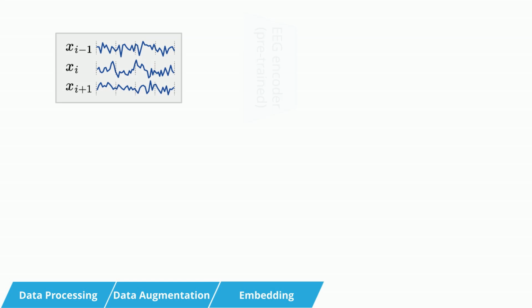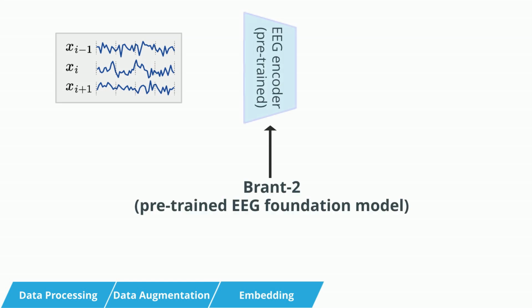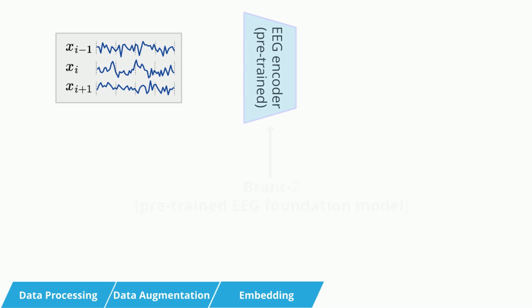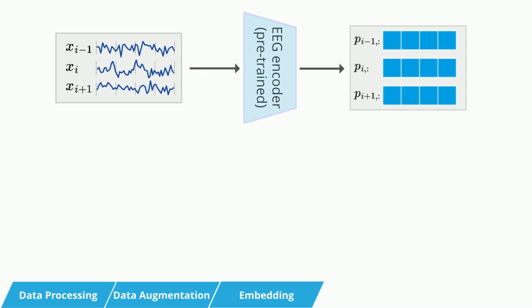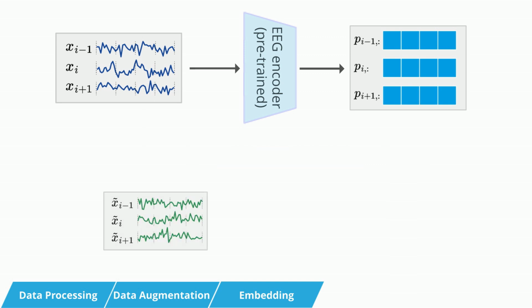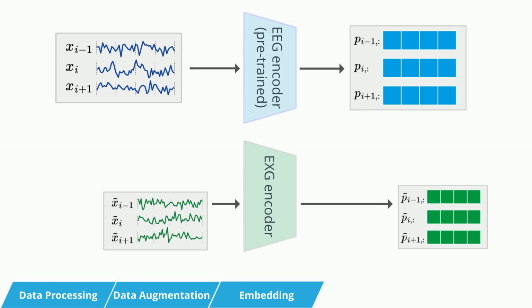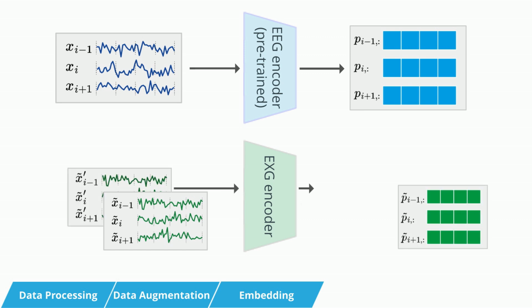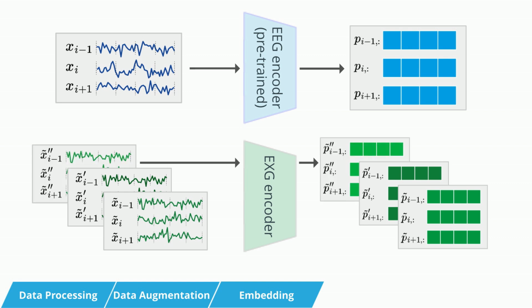For EEG, we use the pre-trained foundation model, Brant 2, as our EEG encoder. Each patch is fed into this pre-trained encoder and generates a strong representation. The EXG signal is fed into a randomly initialized EXG encoder and generates a representation to be trained. The same goes for augmented EXG data. In this way, we map the data into a latent space.